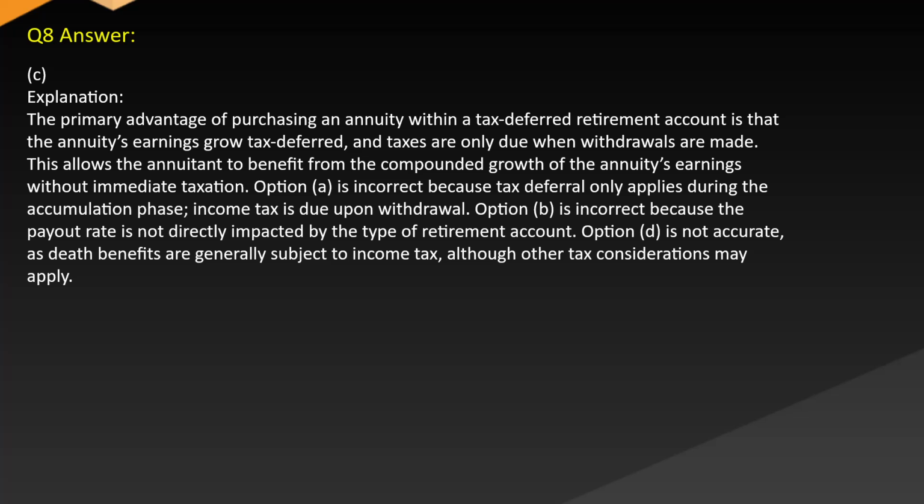grow tax-deferred and taxes are only due when withdrawals are made. This allows the annuitant to benefit from the compounded growth of the annuity's earnings without immediate taxation. Option A is incorrect because tax deferral only applies during the accumulation phase. Income tax is due upon withdrawal. Option B is incorrect because the payout rate is not directly impacted by the type of retirement account. Option D is not accurate, as death benefits are generally subject to income tax, although other tax considerations may apply.